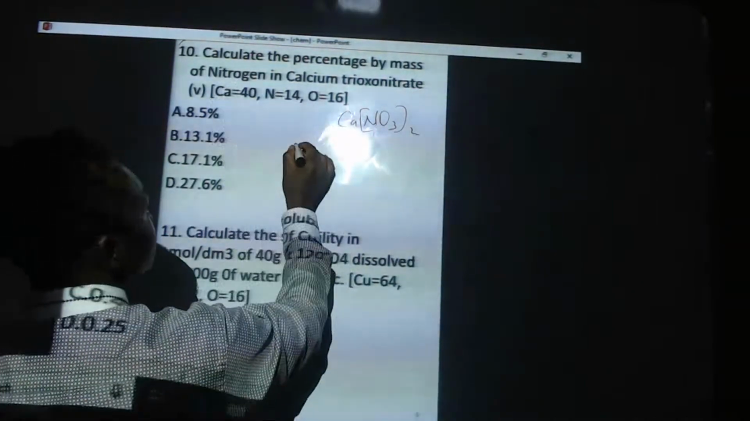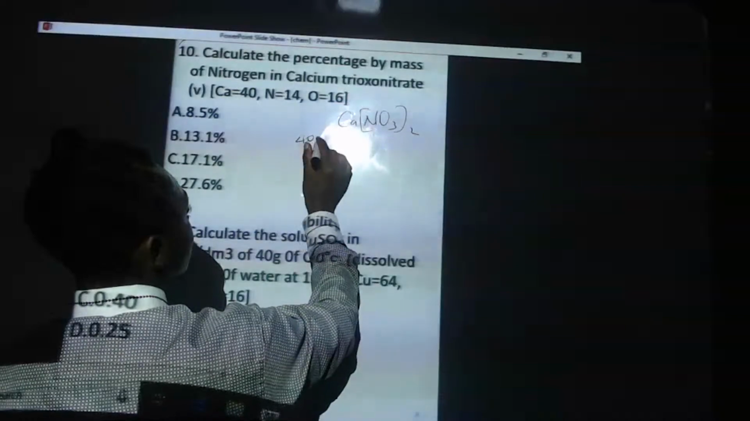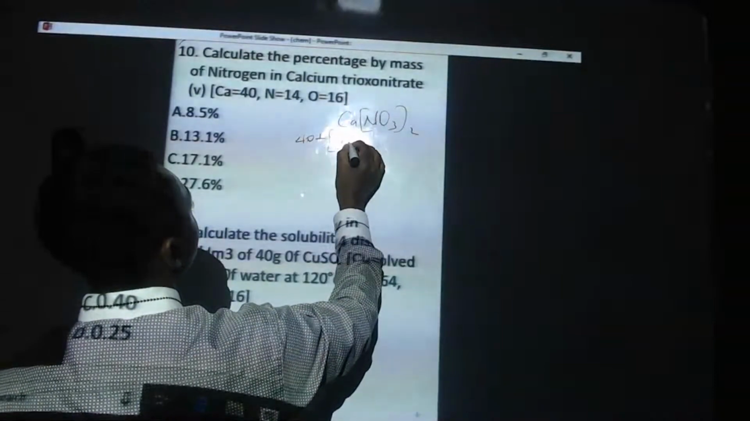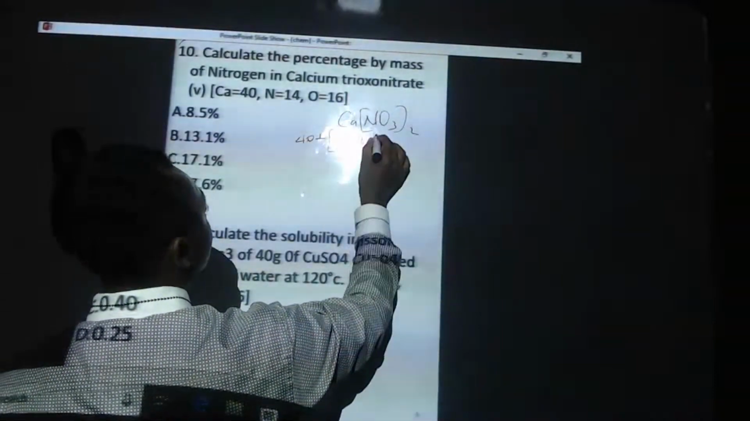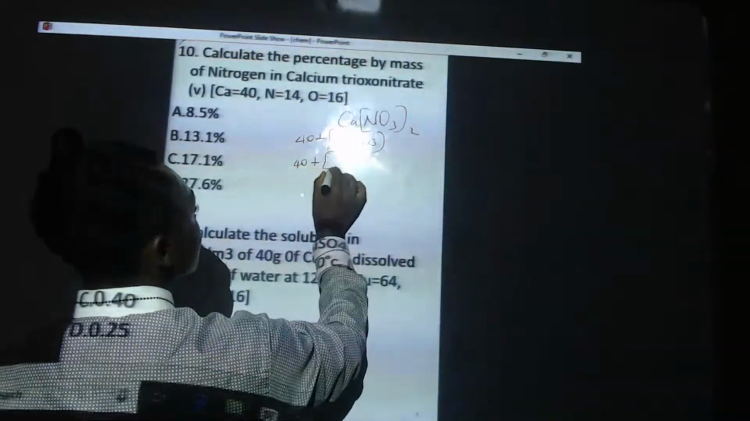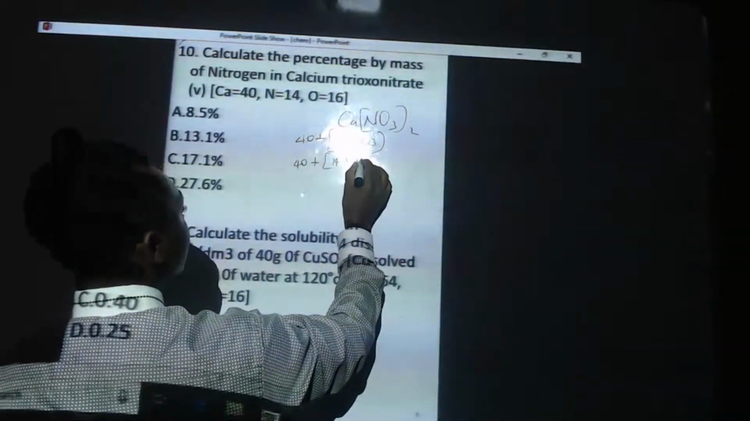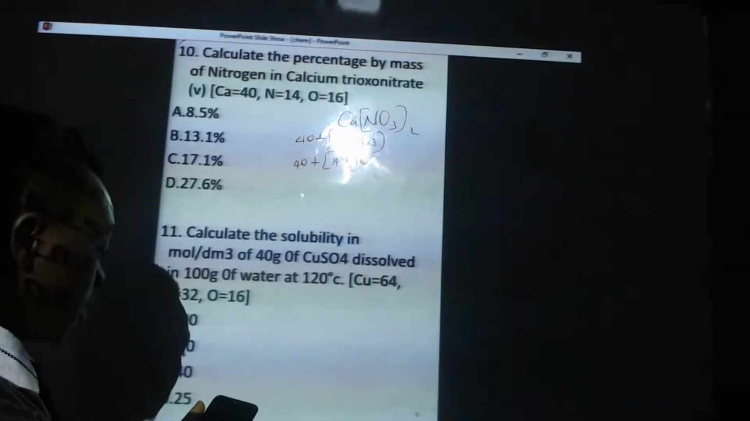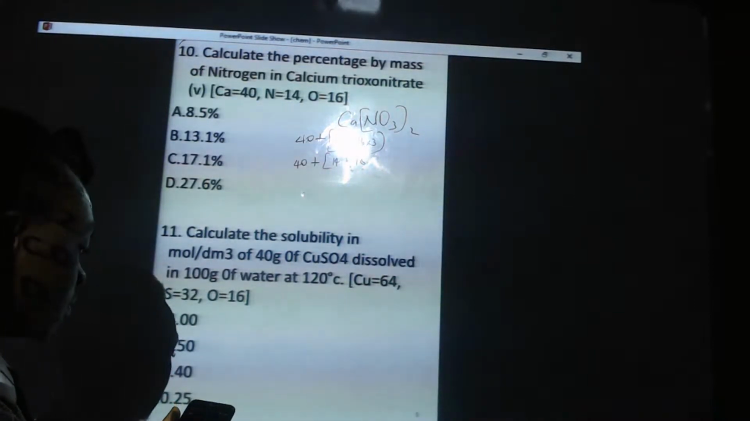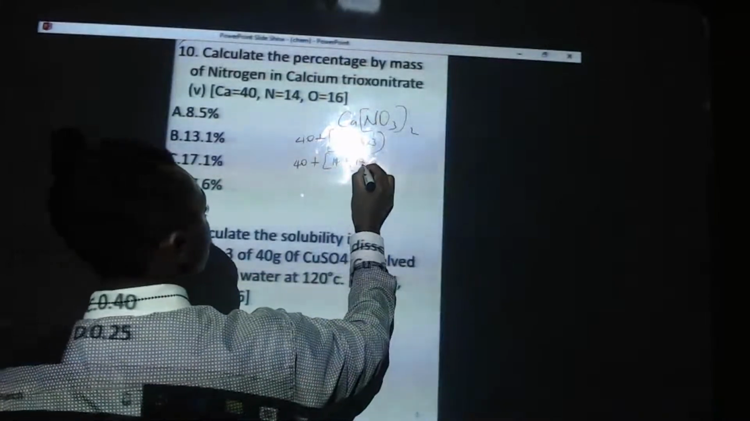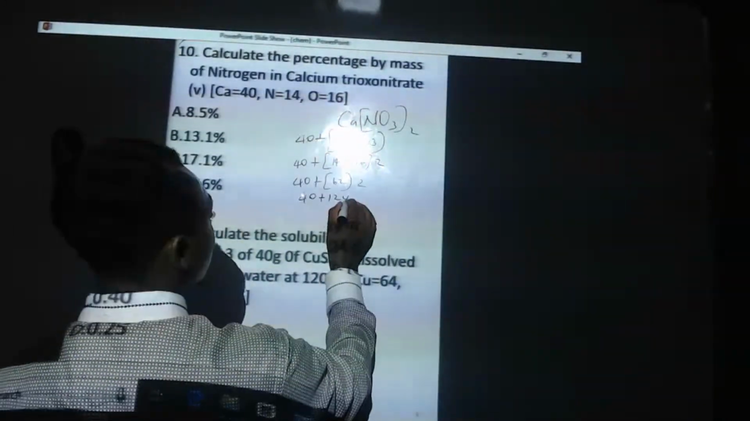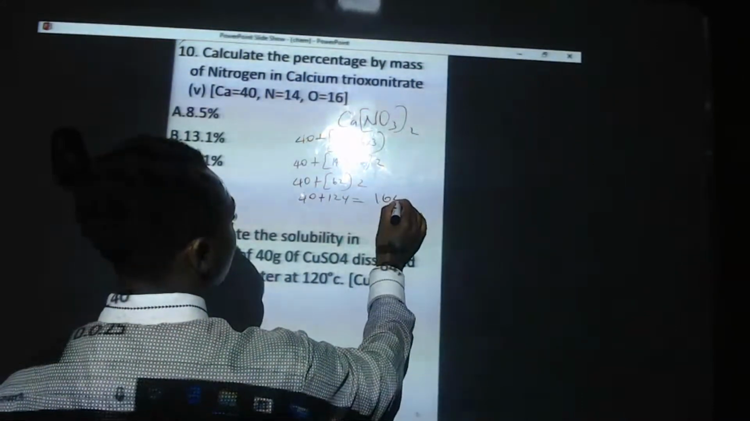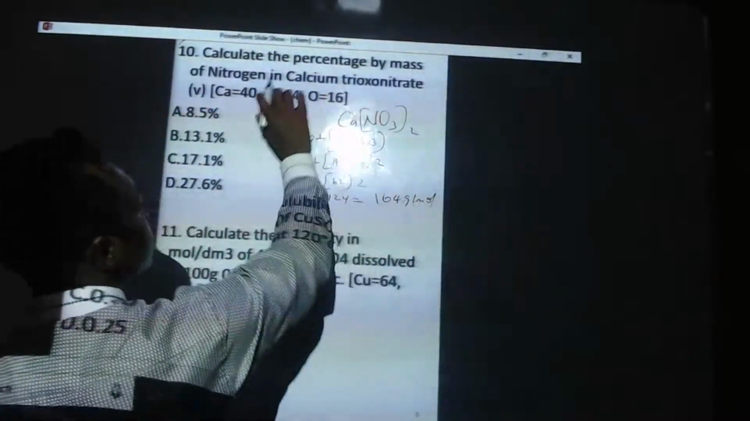Remember, you are given your calcium to be 40. So this will be 40 plus, remember that this 2 applies to everything, so this is 14 plus the oxygen, which is 16 times 3. That's 48. So 14 plus 48, and we should use times 2. This will be giving you 164 grams per mole of this compound.